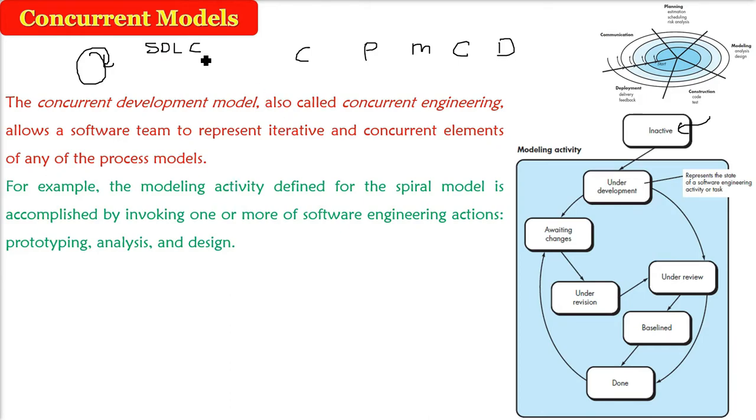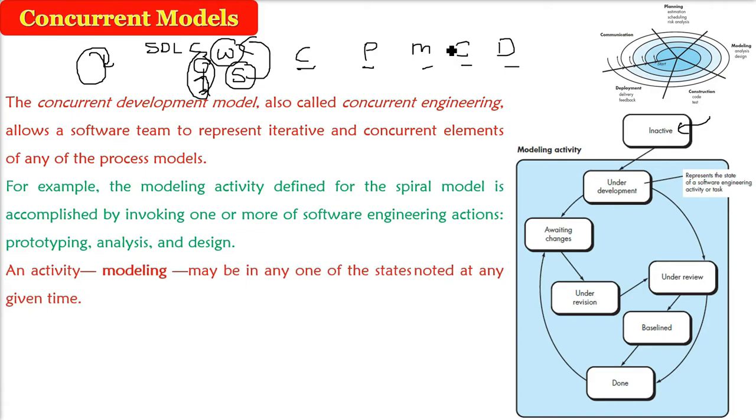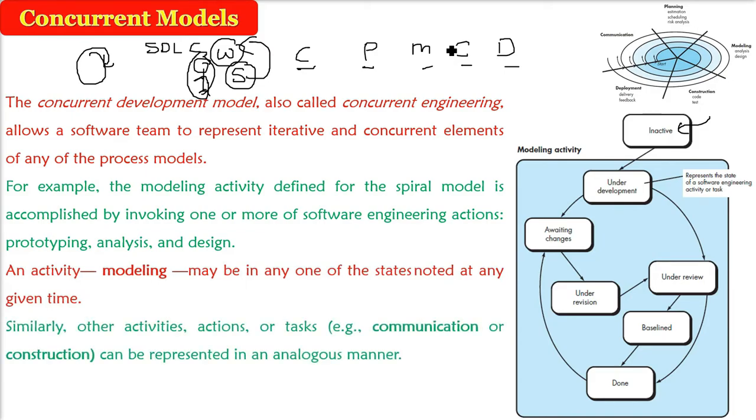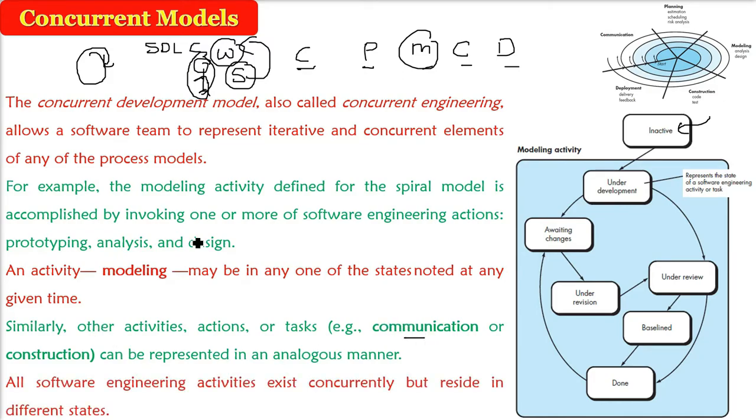So let us take an example. Say you are walking. Now your friend comes, and you start standing. You are standing now. When you are done with your talk, you again start walking. So this is how your states are changing, depending upon a certain trigger, a certain event. So all these different phases will be in a certain state. If modeling is at a certain state, communication and construction will also be in a certain state. If one can be under development, another can be done, another can be under review.